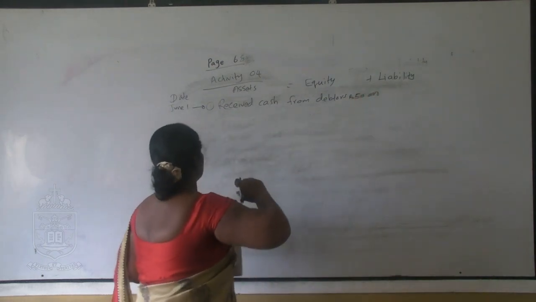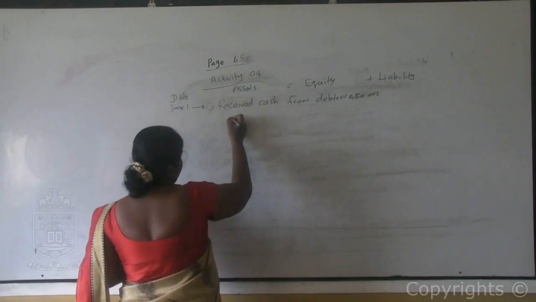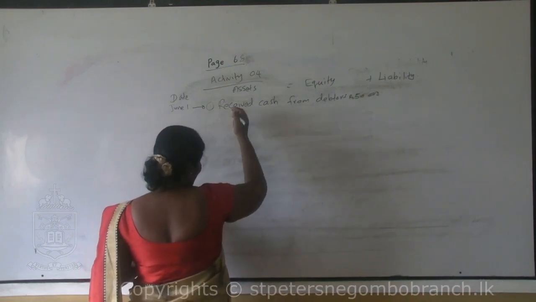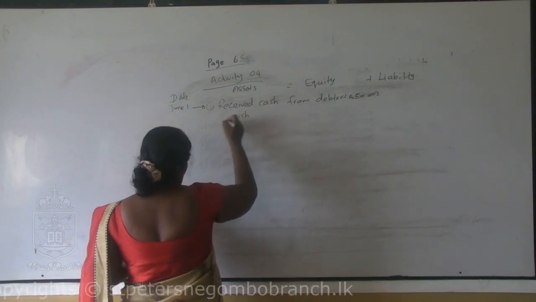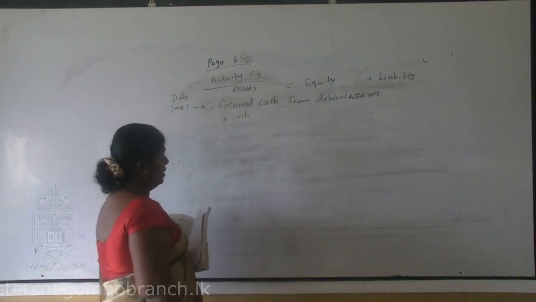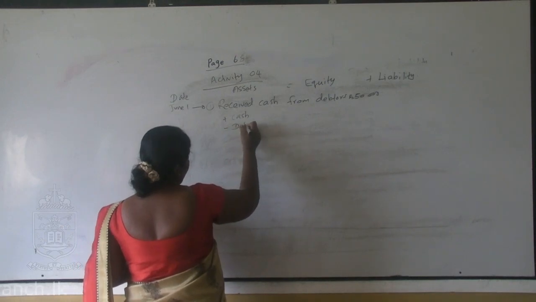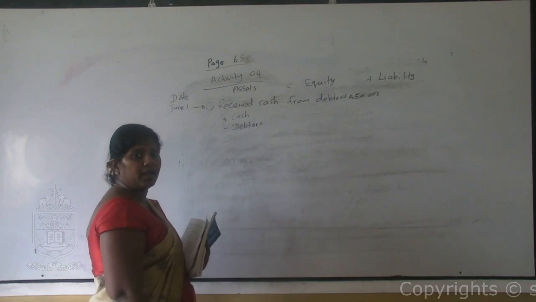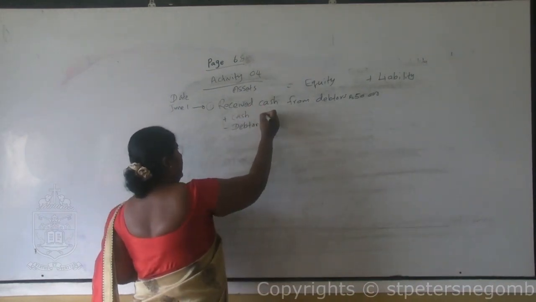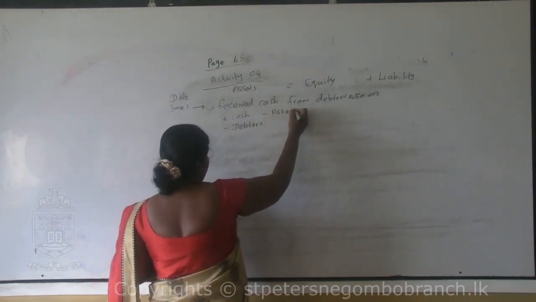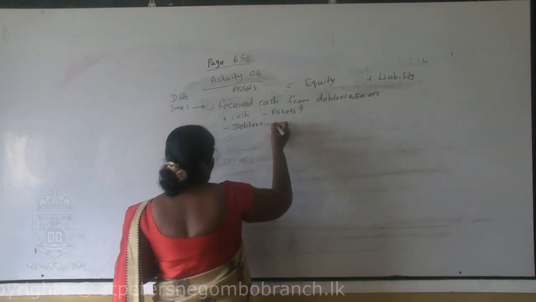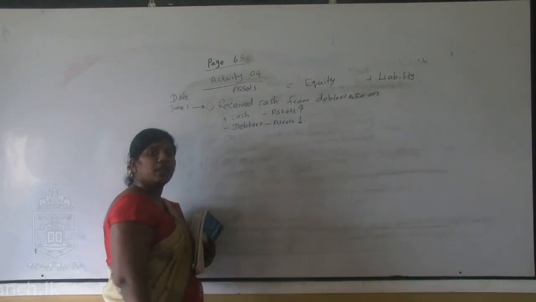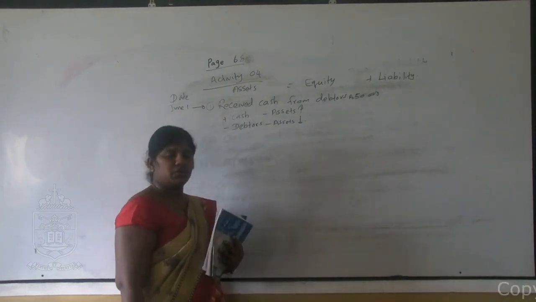That means according to this one, assets increase, that means debtors, cash increase, cash asset increase and decrease debtors. So based on this, you can create this transaction: asset increase and asset decrease. So likewise, children, another transaction you can create.